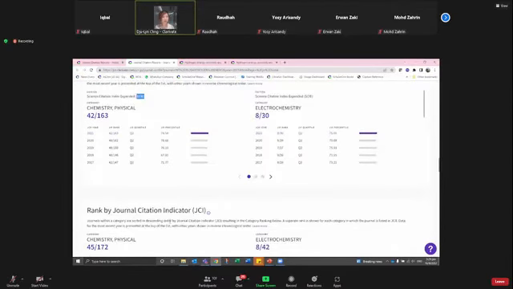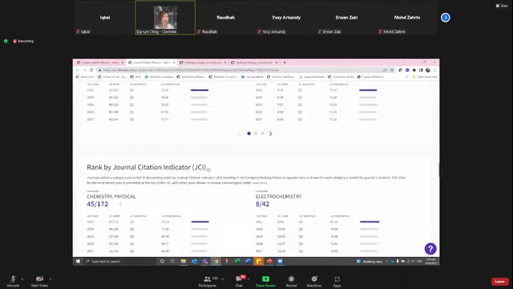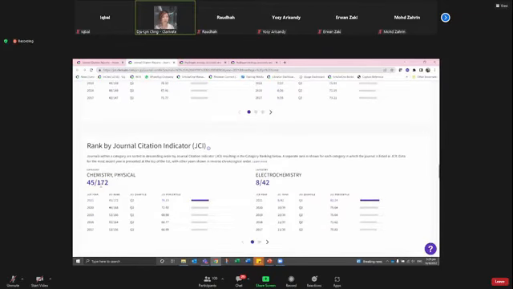Whereas for the journal citation indicator, you see that there's a higher number of journals: 172. That means there are 9 more journals, so there are 9 journals that currently do not have a journal impact factor. Therefore, when you're looking at the JCI, this journal becomes rank number 45.